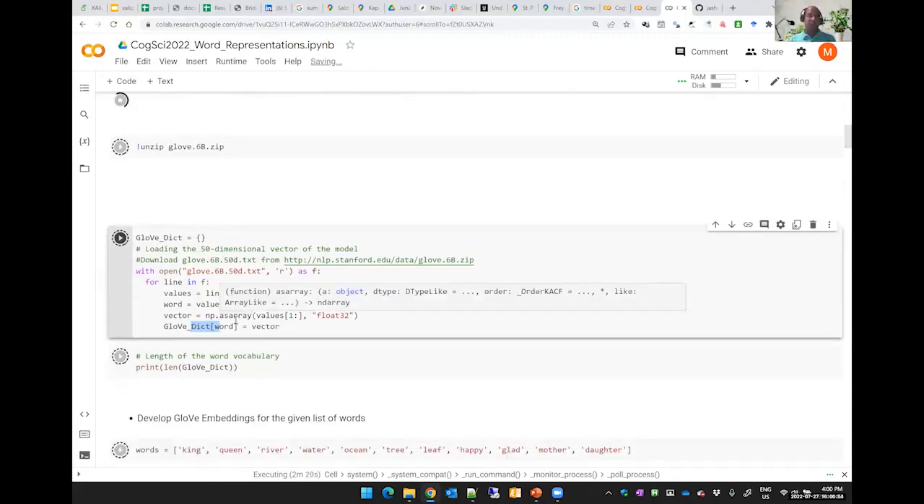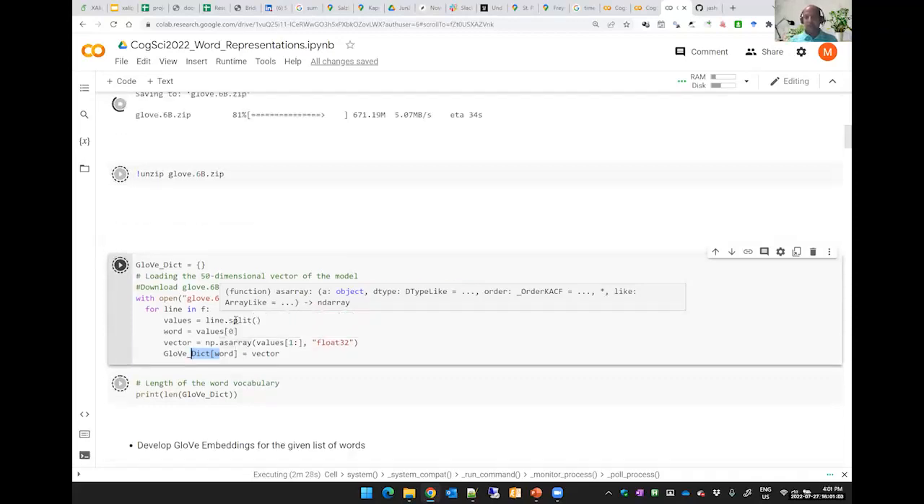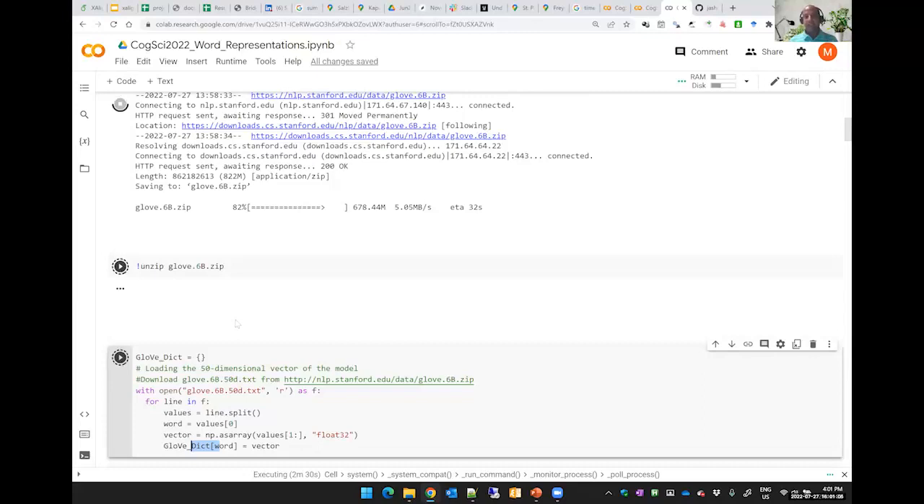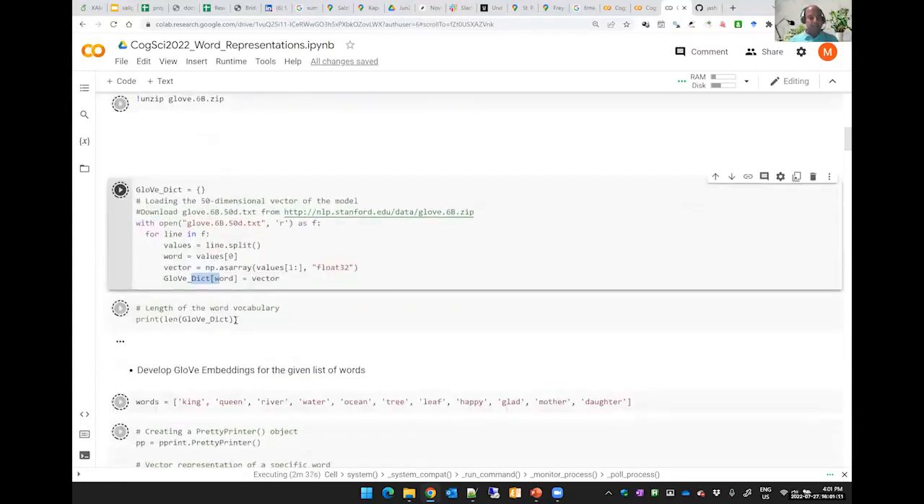Given a new stimulus, you're essentially going to figure out the word in this dictionary, get the right word, and then use it in your encoding task, in your decoding task, and so on. Yeah. So that's that. Okay.